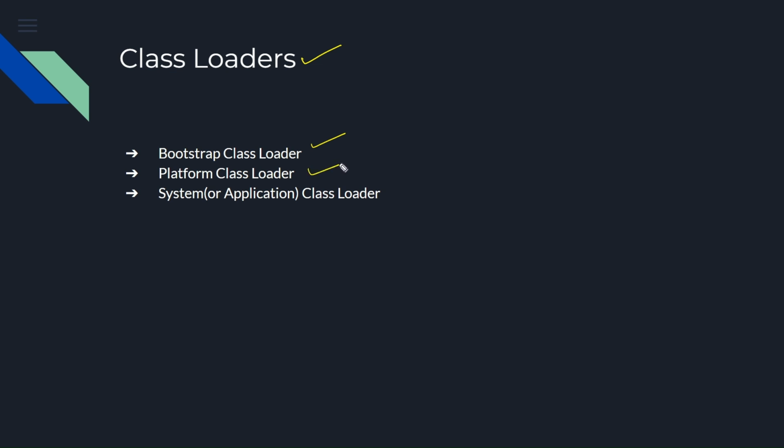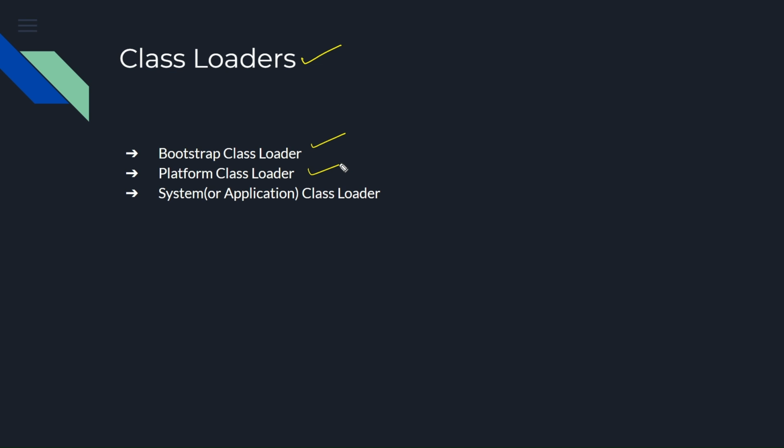Then we have the platform class loader. Earlier, before Java 9, it used to be called the extension class loader, but after Java 9, it has been changed to platform class loader. The platform class loader loads the classes for other modules. Apart from java.base, there are other modules present in the Java library which must be loaded, and all these modules are loaded by the platform class loader.